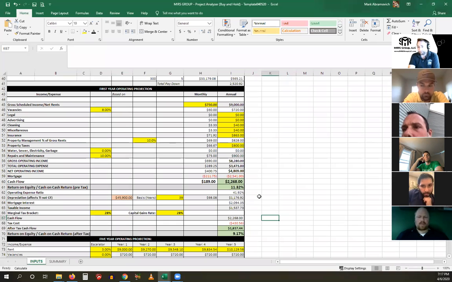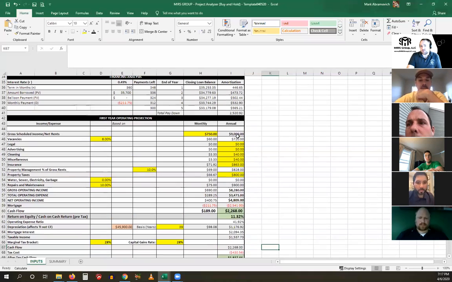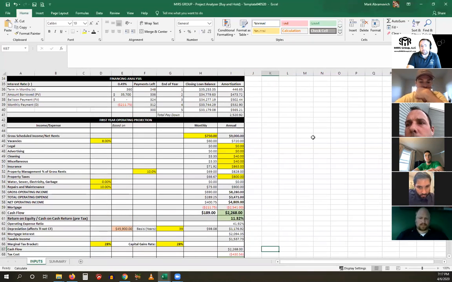Mark, real quick. Yeah, sure. Is the mortgage factoring all with everything escrowed in? Yes, at least it should be. When you're using this analyzer, if you're getting a financing quote from a mortgage broker, you can compare the numbers just to make sure. But it should be everything.